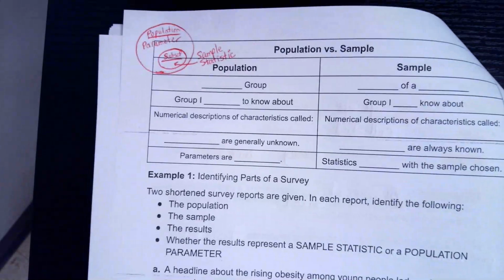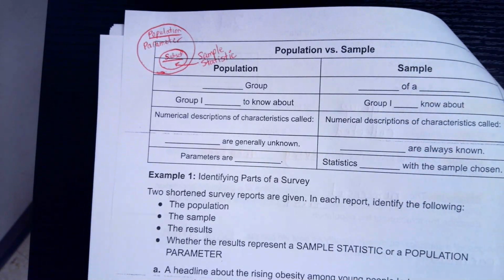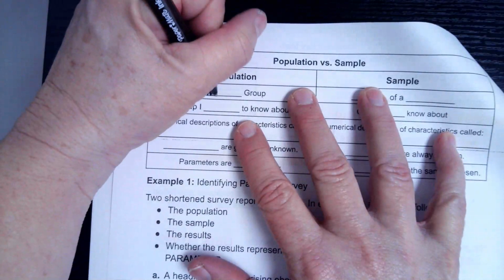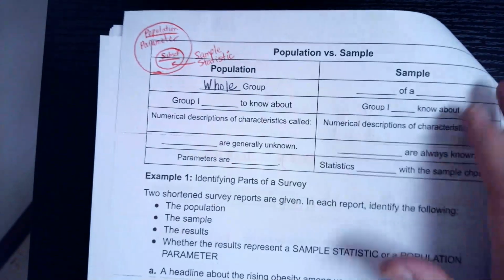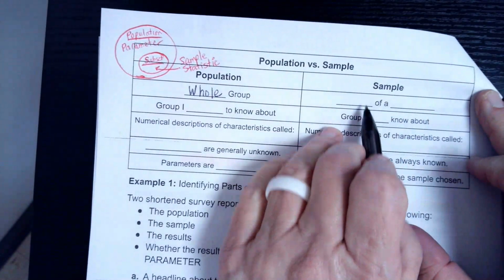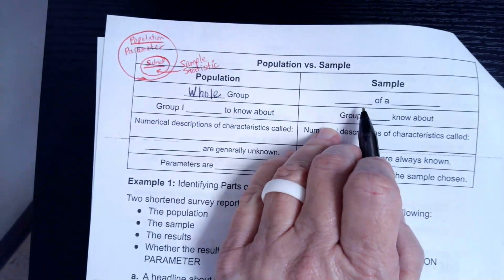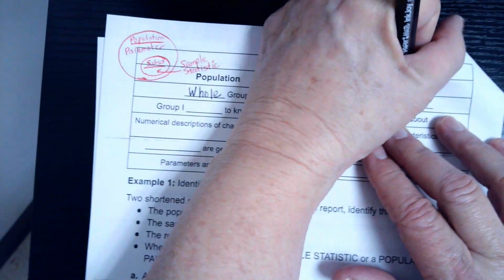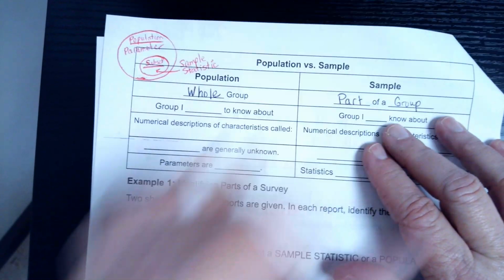All right, so let's see if we can take what we know about a population versus just a sample, fill in some blanks. Whole group. Whole group, good deal. Well, what do we say about the sample? Part of a group. Okay.